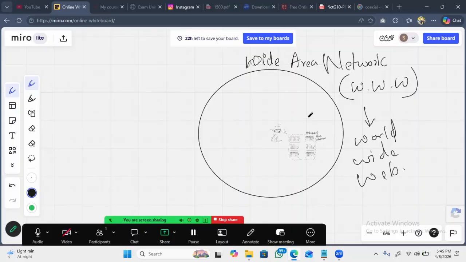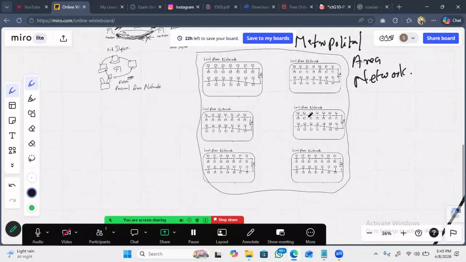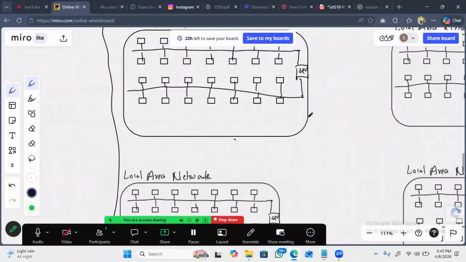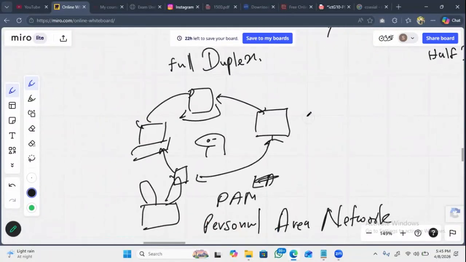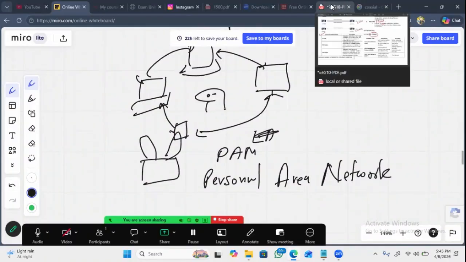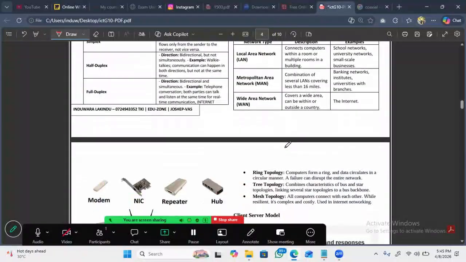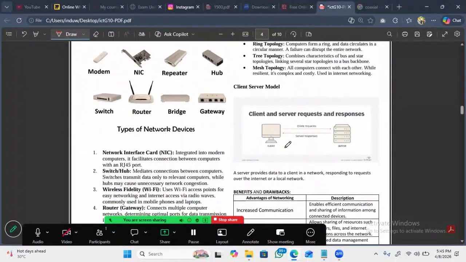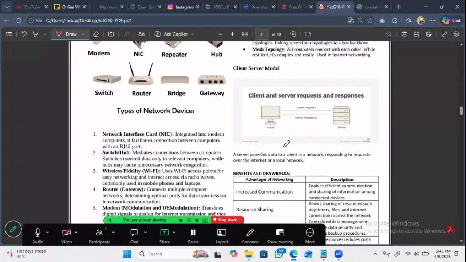The entire thing is WWW. If you come to city level, it's metropolitan area network. If you come to inside an office, it becomes local area network. If it is inside your room, it becomes a personal area network. Hope this is clear. Hope this is very simple. And then let's jump to network devices quickly.